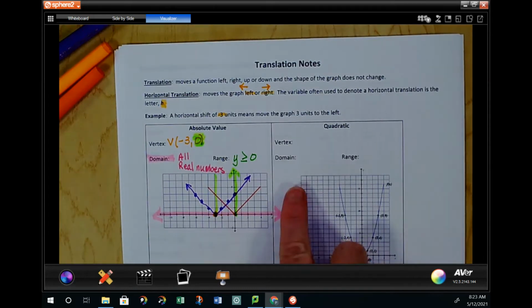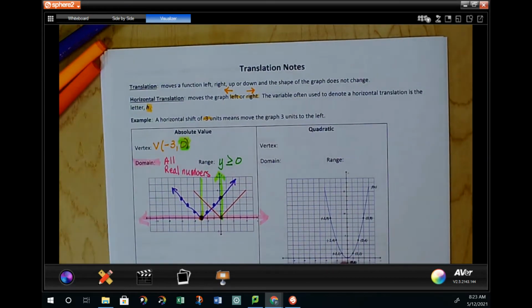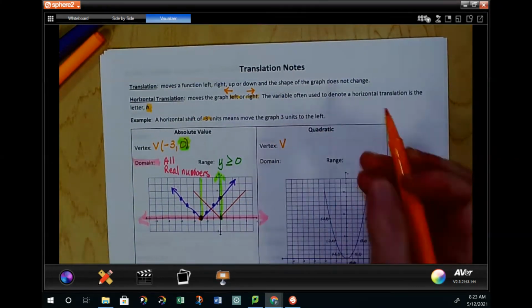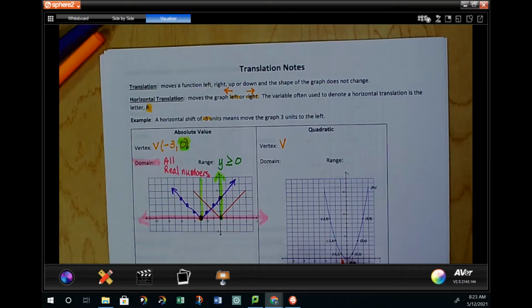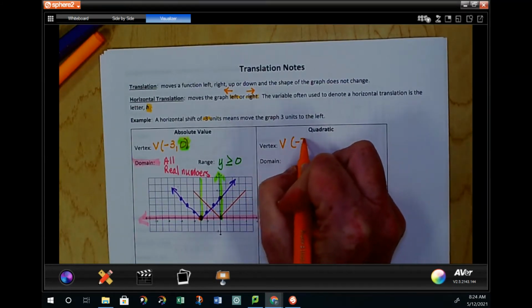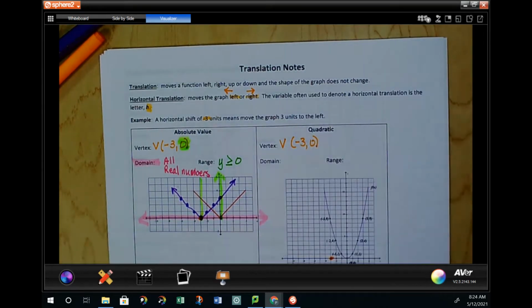So again, same thing on this one. This time I'm going to move my quadratic function. So I'm going to find my vertex. Your vertex is still exactly the same. I'm moving it over 3, 1, 2, 3 to the left. So -3, 0. That's my vertex. And now when I move over 1 to the left, I go up 1.